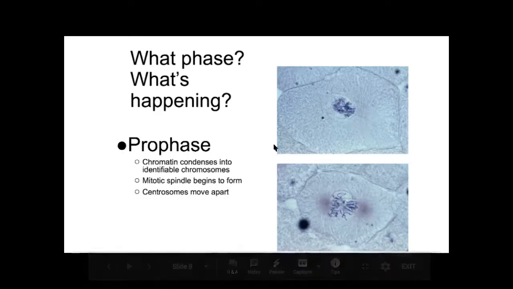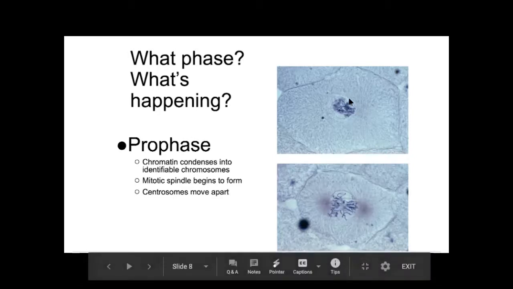Okay. So prophase, you see how they can look different, right? This would be the beginning of prophase. This would be the end of prophase.